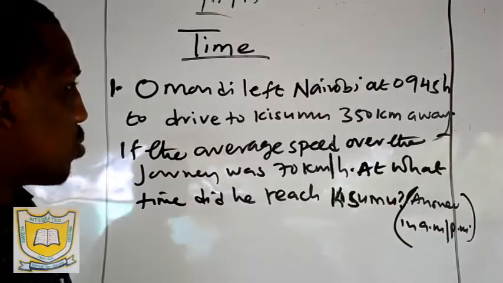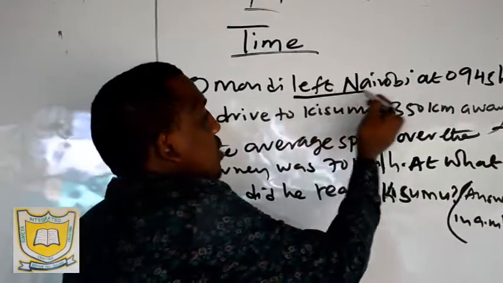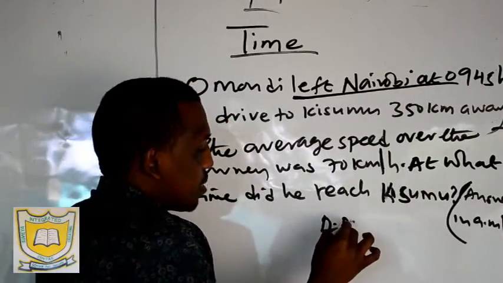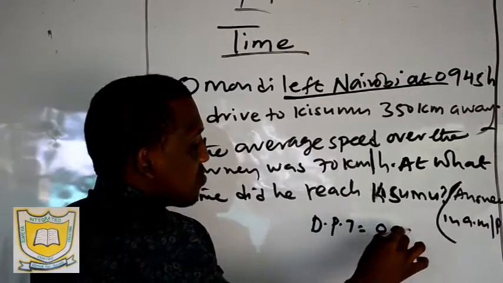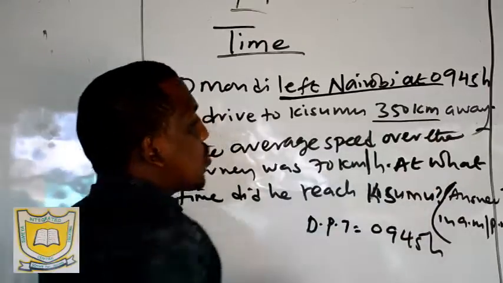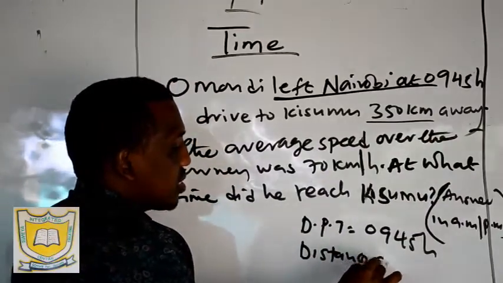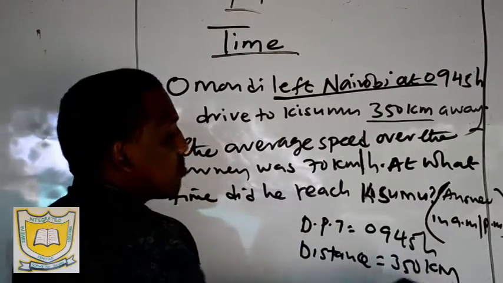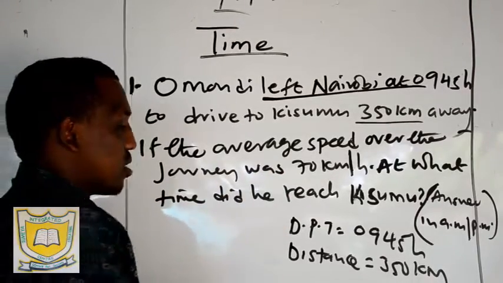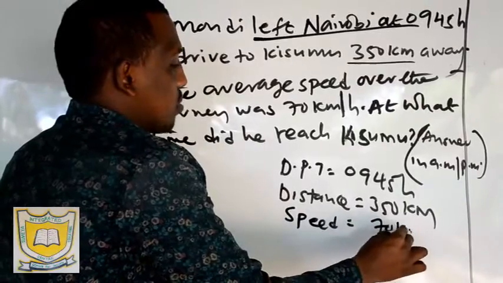So we list what we have. We are told left. That is now the departure time. We are given the departure time, 09:45 hours. Then also we are given kilometers, that is now the distance, 350 kilometers. Then speed, you are given the speed of the journey. The speed is equal to 70 kilometers per hour.